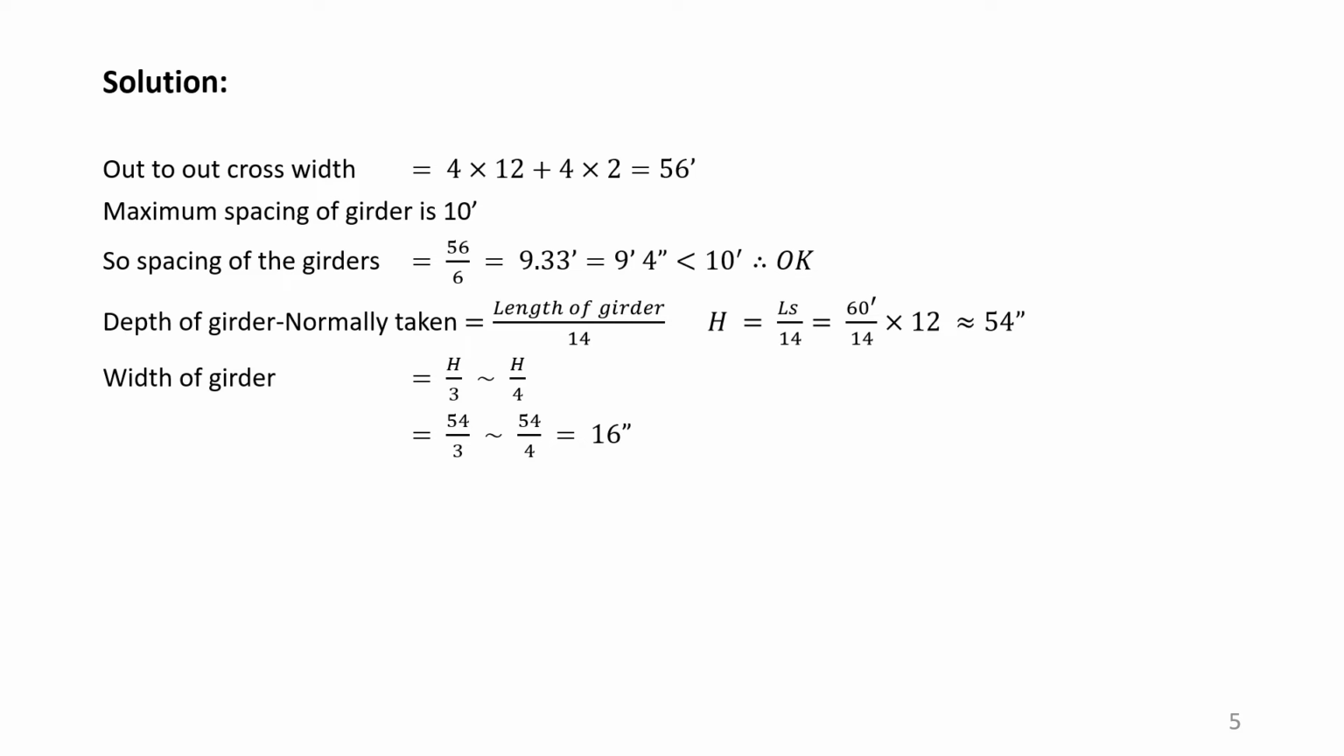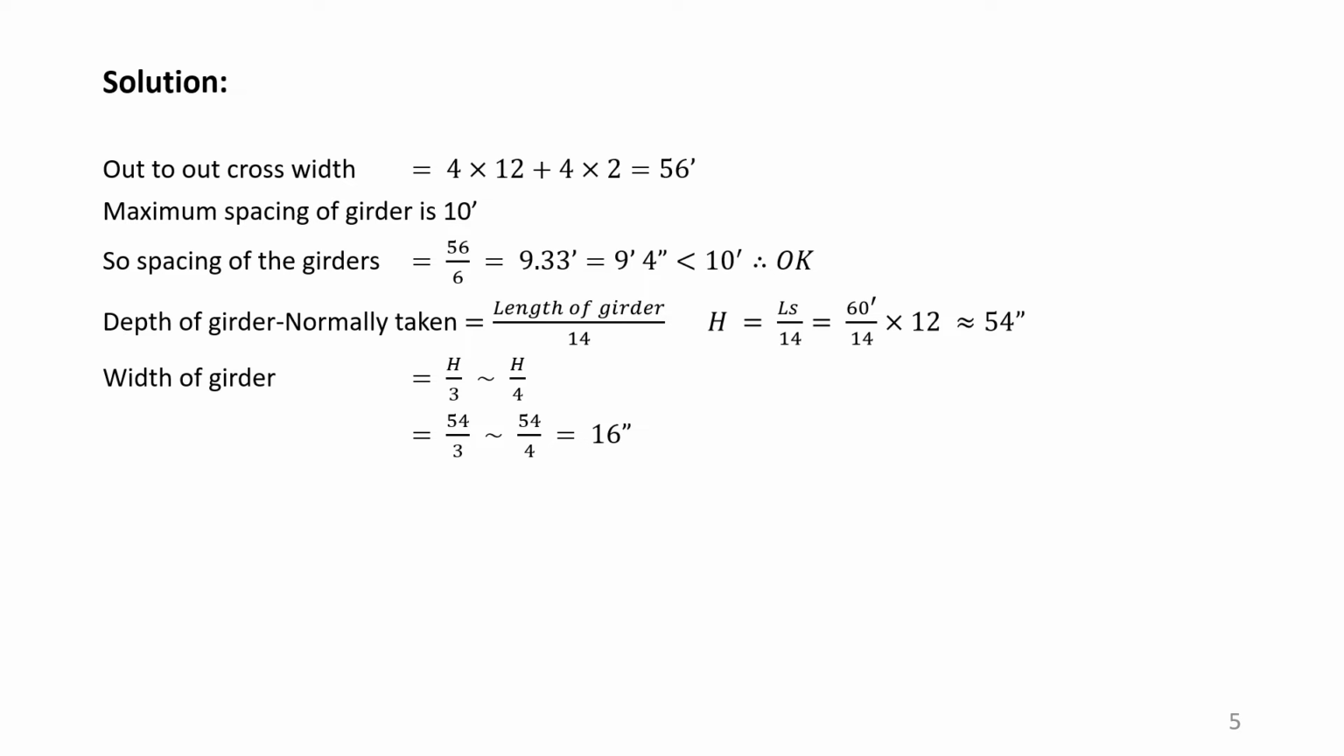Therefore, this choice of 6 girders is okay. If we use fewer than that, the spacing will be more than 10 feet, and if we use more than that, the spacing will be less than 9 feet 4 inches. Sometimes we can use more girders. In that case, the girder depth will be less.